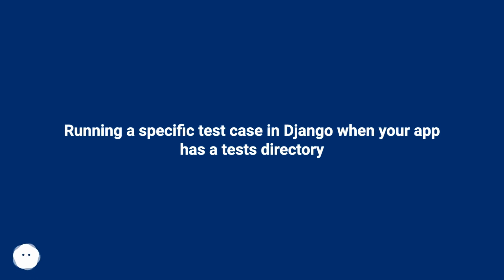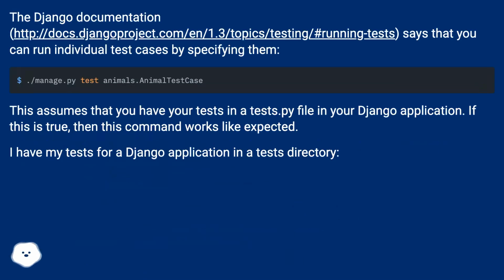Running a specific test case in Django when your app has a test directory. The Django documentation, this URL, says that you can run individual test cases by specifying them. This assumes that you have your tests in a test.py file in your Django application. If this is true, then this command works like expected.